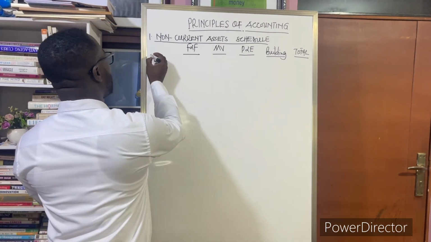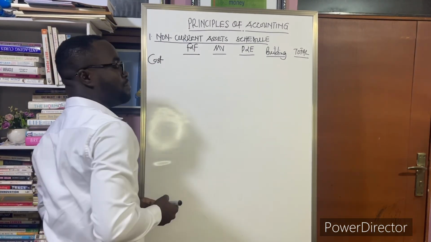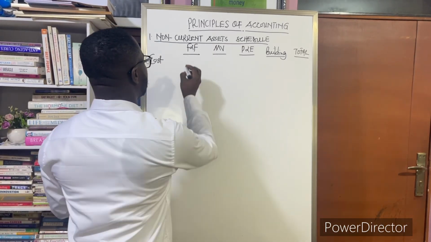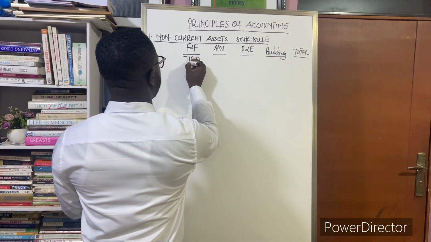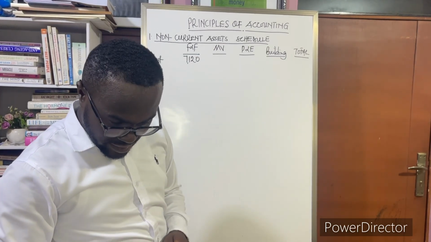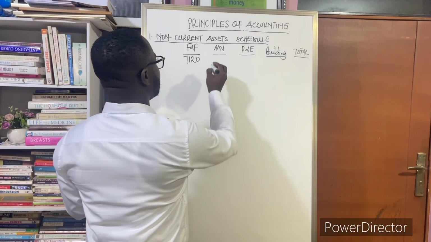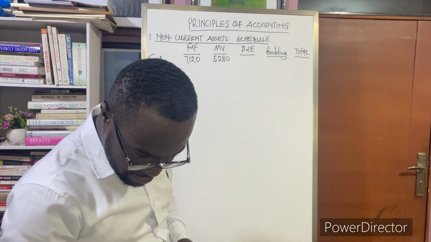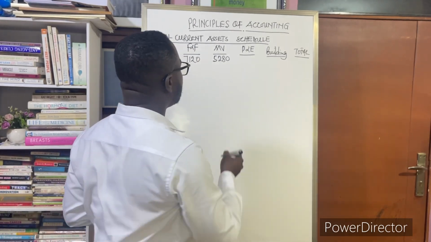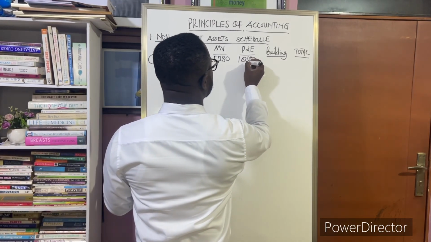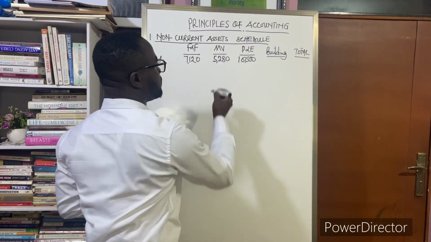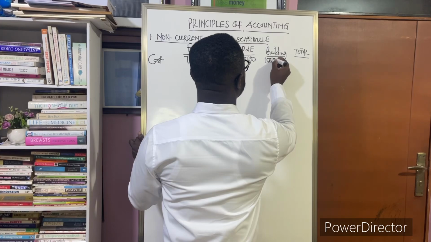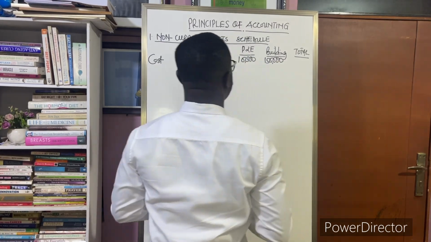So first of all, we determine the cost of these assets we have, and it can be taken from the trial balance. We have fixtures and fittings 7,120. Then we have motor vehicle 5,280. That's the cost. We have plant and machinery being 10,000. And building 150,000.